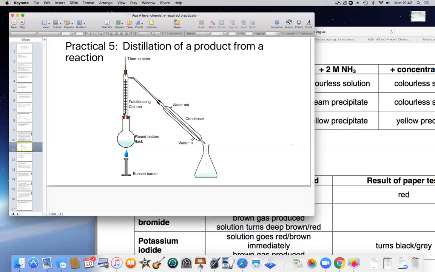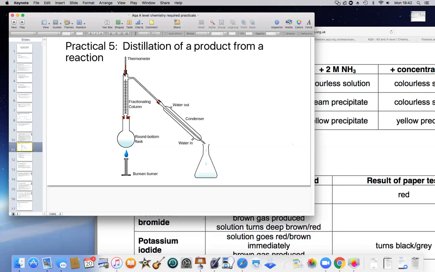The fractionating column has a temperature gradient, so it's warmer at the top and cooler at the bottom. And it consists of a series of glass pieces or spars. And the idea is that when the vapors hit them, if it's cool enough, they will condense and fall back down. If you didn't have this piece of equipment here, then the danger is that you won't get as good separation. So the fractionating column helps you to get a better separation.